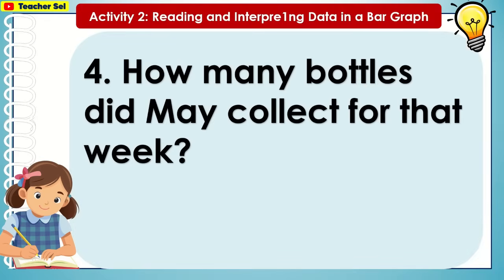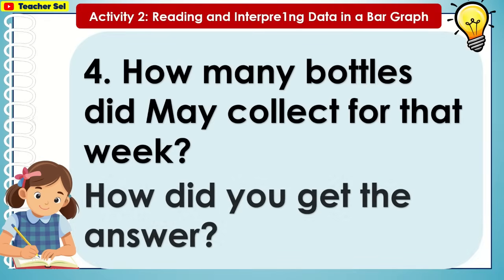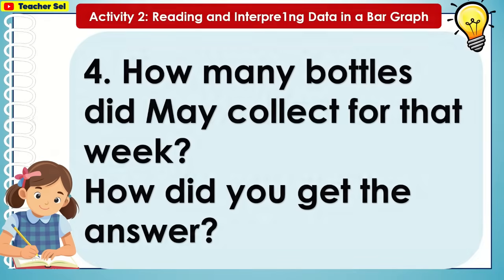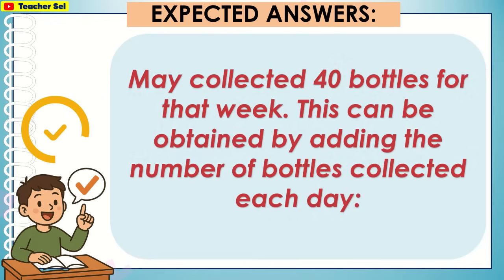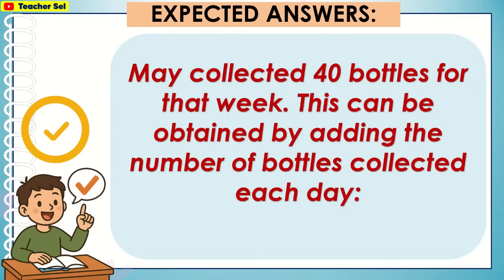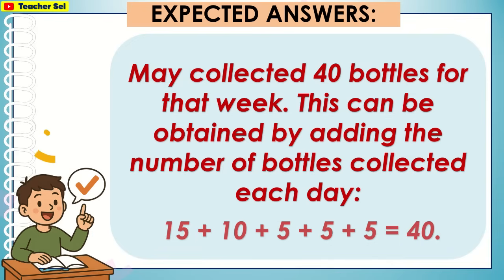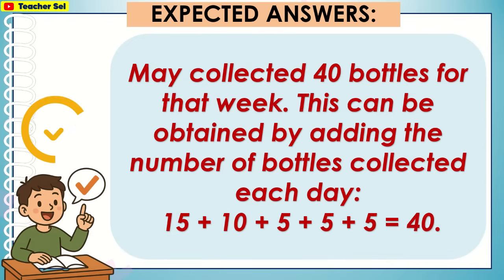How many bottles did May collect for that week? How did you get the answer? May collected 40 bottles for that week. This can be obtained by adding the number of bottles collected each day. 15 plus 10 plus 5 plus 5 plus 5 equals 40.